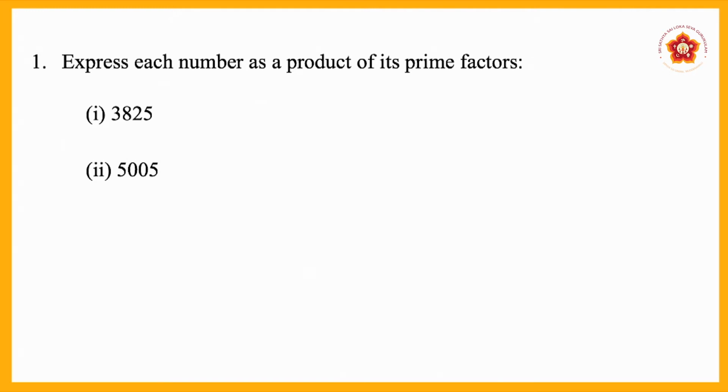Now, let us first of all find out the prime factors, and then using the prime factors you can find the LCM and HCF of any positive integers. First, let us find the prime factors of the given numbers. The first problem is to find the prime factors. The first number given is 3825, and the second one is 5005.